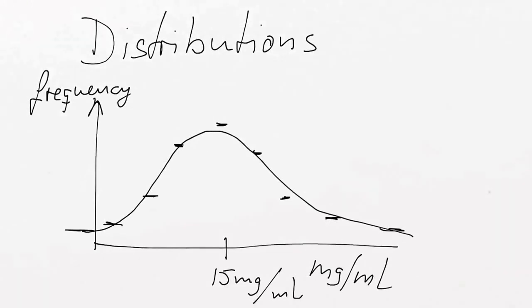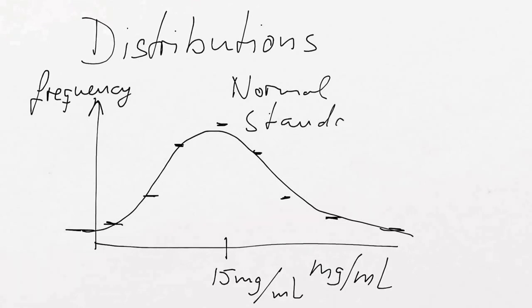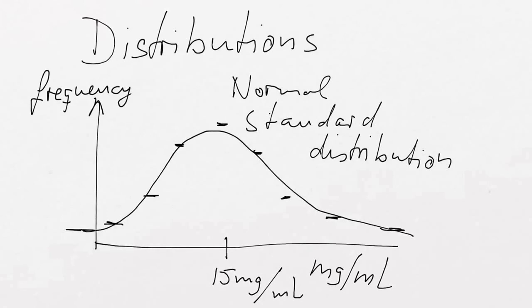When I connect these data points, I get a very typical and common distribution. It's called normal distribution because it's so common, normal or standard distribution. I guess you understand intuitively what this normal or standard distribution actually tells you. Most of them get it right.